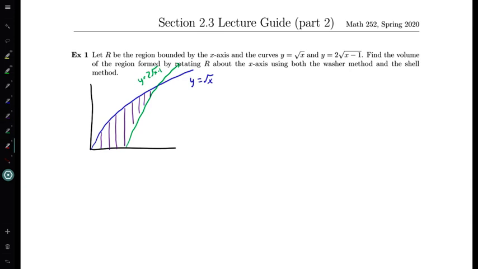In contrast, if I trace out some horizontal lines here, it's always the case that the left bound is the blue curve and the right bound is the green curve in this region. So integrating with respect to y is going to be easier, because it will allow me to do everything in a single integral. I don't have to break this region up into multiple pieces. So the answer to the first question is we would prefer to integrate with respect to y.